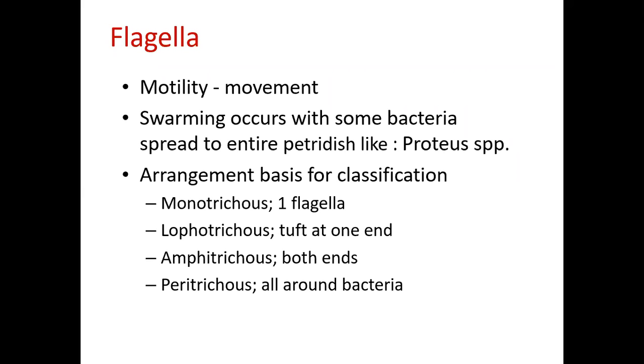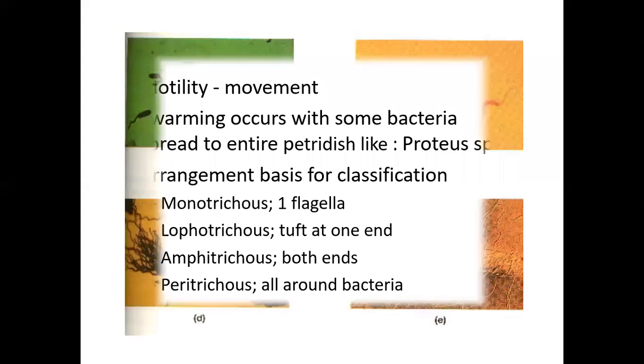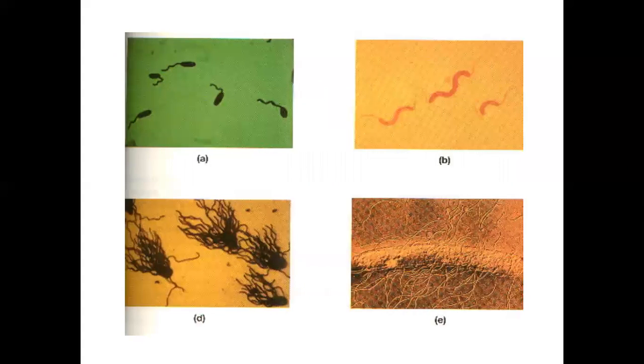Arrangement is the basis for classification. Flagella may be arranged as monotrichous, presence of one flagellum at one end. Lophotrichous is a tuft or group of flagella at one end. Amphitrichous, presence at both ends, and peritrichous, presence around the bacteria. As shown in this picture, it illustrates the location of flagella in the bacteria.